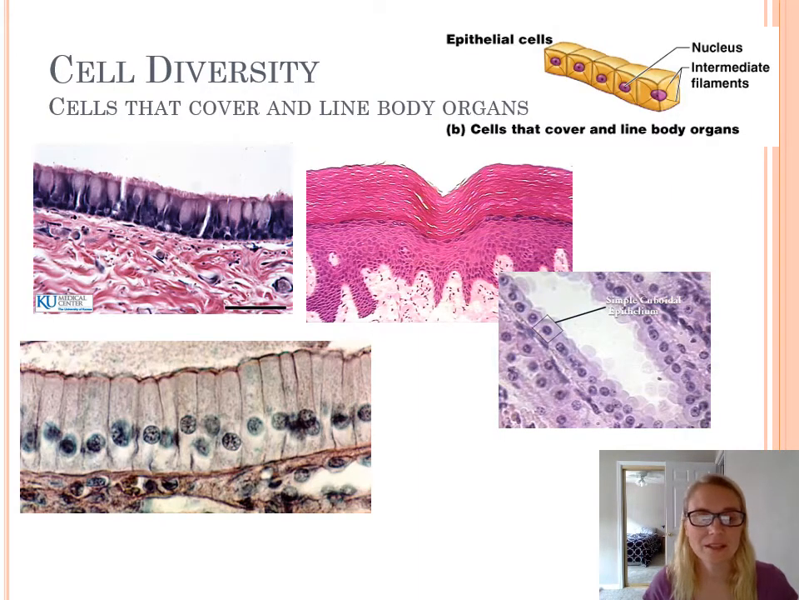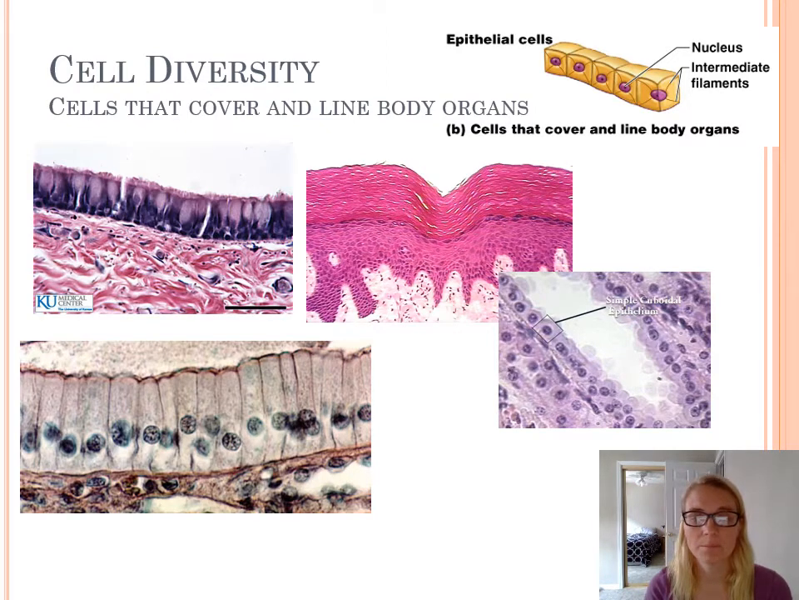All right, the next group of cells are cells that cover and line body organs. So these are going to be in our tissue group of epithelial tissue. So epithelial tissue is your superficial lining, like your skin. It lines your digestive tract, your respiratory tract, your urinary tract, your reproductive tracts. It lines your blood vessels, it lines your heart, it lines your stomach, all of your hollow organs. And their coverings are lined by epithelial tissue.